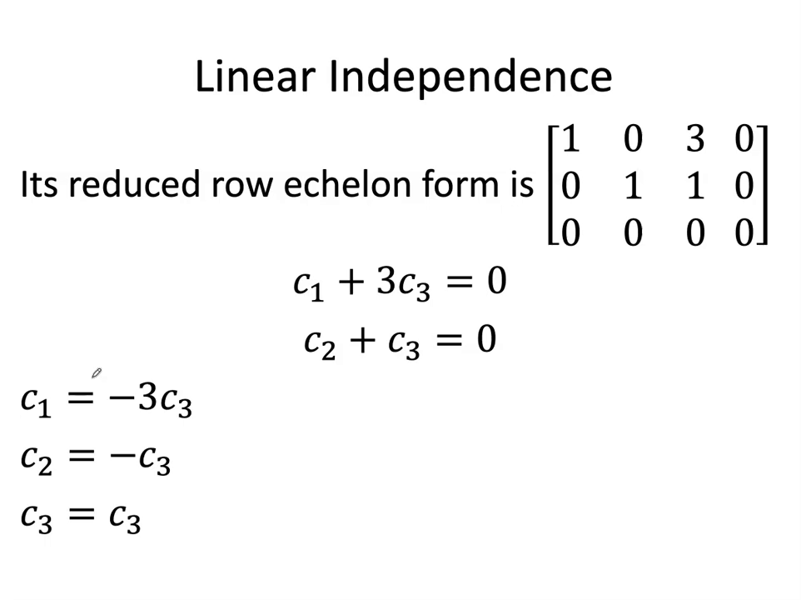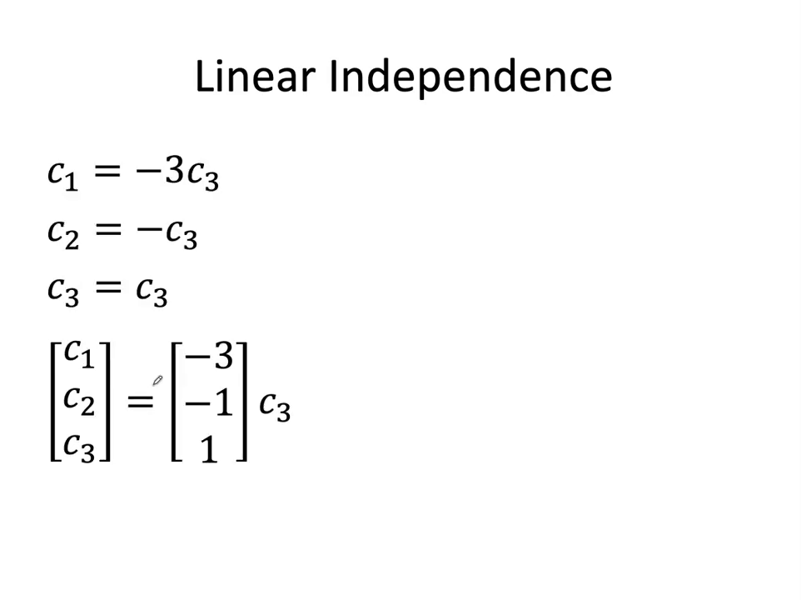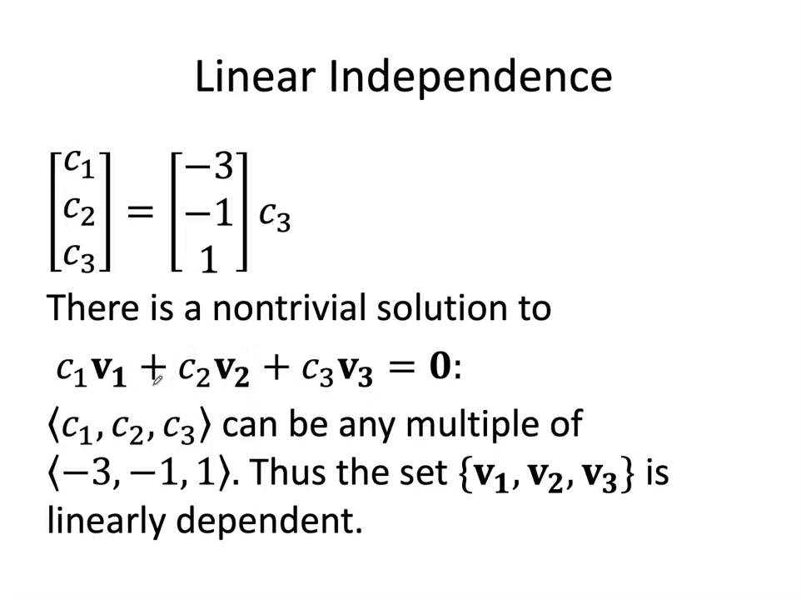In other words, we get c1 plus 3c3 equals 0 and c2 plus c3 equals 0. Move the free variable c3 to the other side, and we end up with c1 equals negative 3c3, c2 equals negative c3, and c3 just plain equals c3. Okay, so if we factor out the c3, we end up with (c1, c2, c3) equals the vector (negative 3, negative 1, 1) times c3. So there is a non-trivial solution.